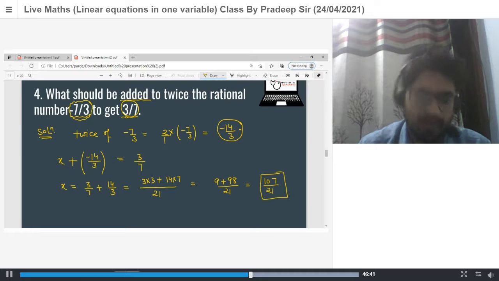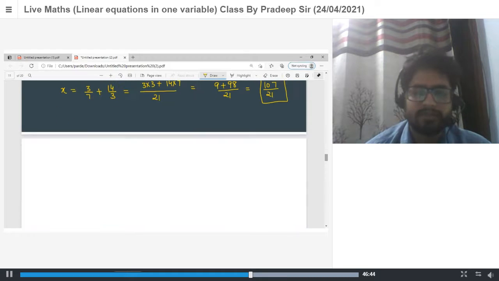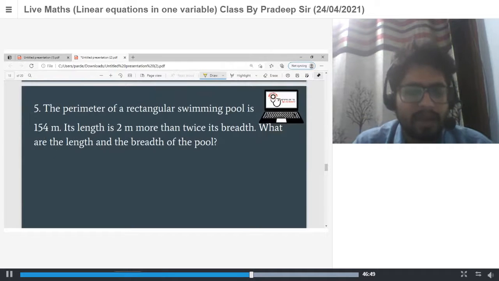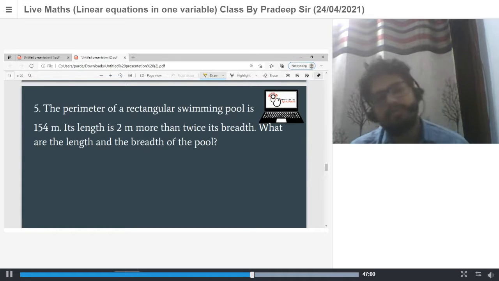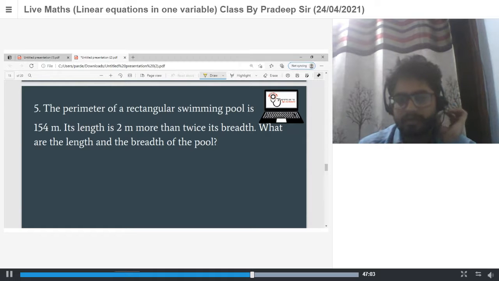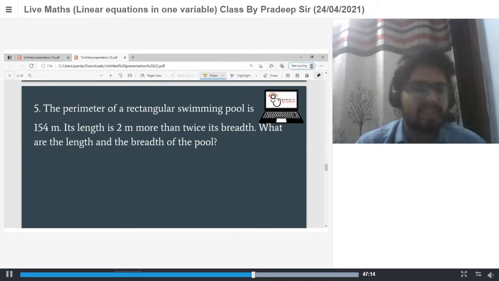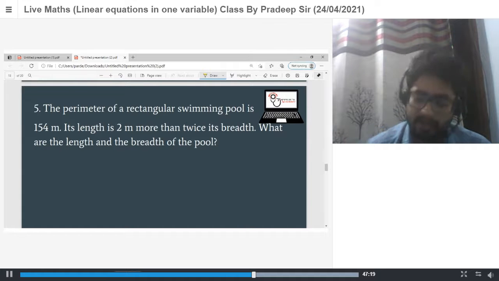Okay. Now next one is this one. The perimeter of a rectangular swimming pool is 154 meter. Its length is 2 meter more than twice its breadth. What are the length and breadth of the pool? What is the meaning of perimeter? Perimeter means 2 into (L plus B), basically the sum of all sides.